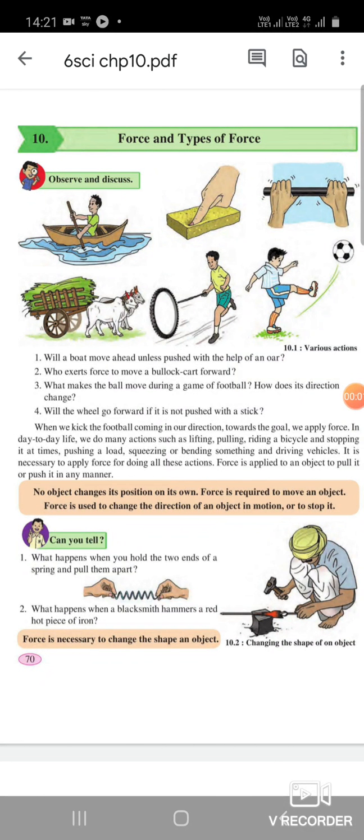Hello students, today we are going to read chapter 10, Force and Types of Forces.